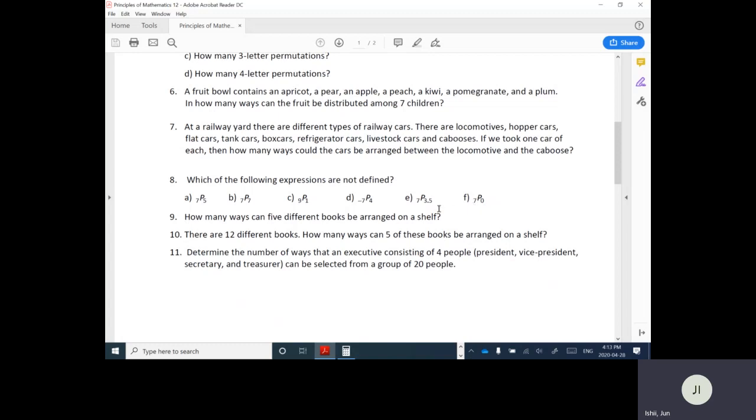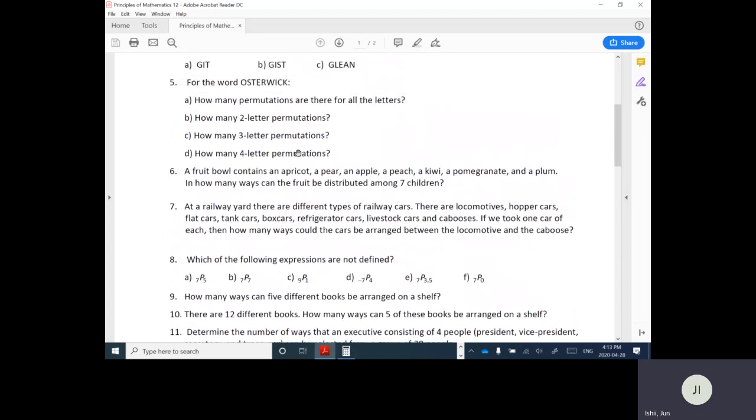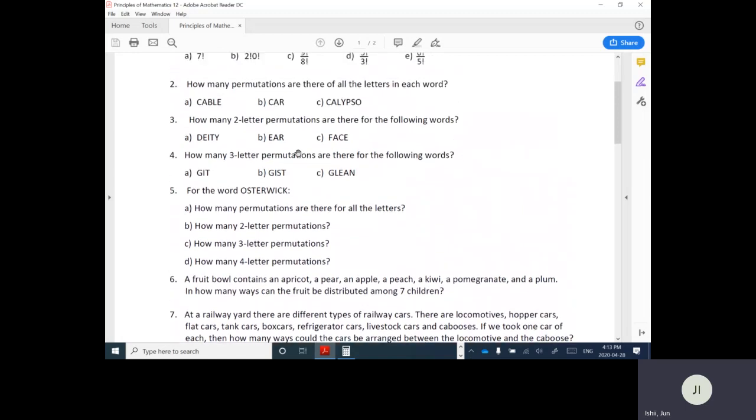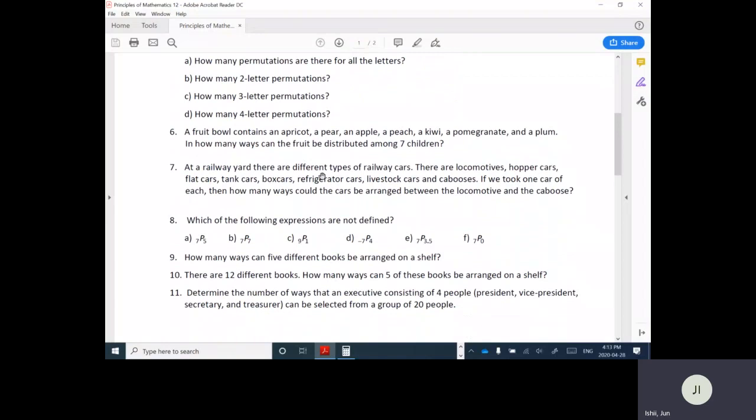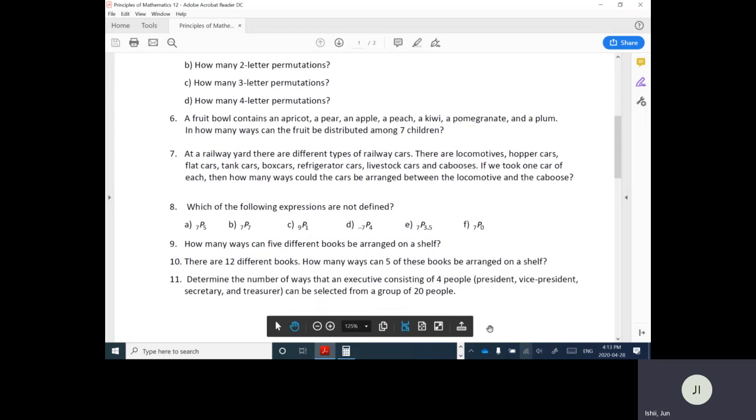All right. Cool. Let me just scan through these ones. Yeah, all these questions here should be fairly quick if you use that permutation button on your calculator. It's just being able to differentiate the number of options, so what your N is, and then how many you're actually picking. All right. Cool.